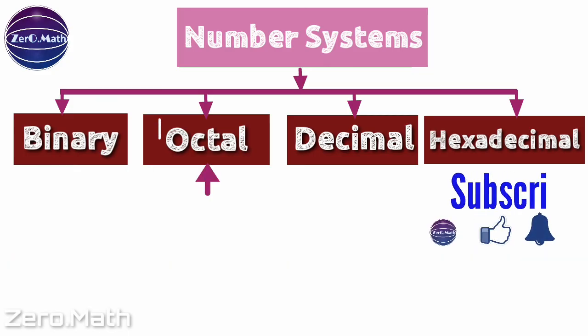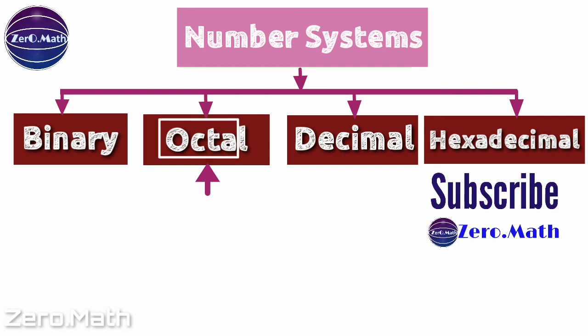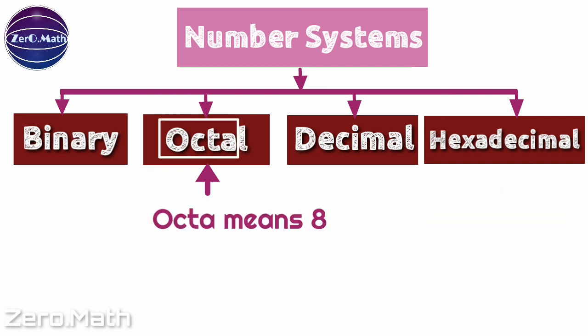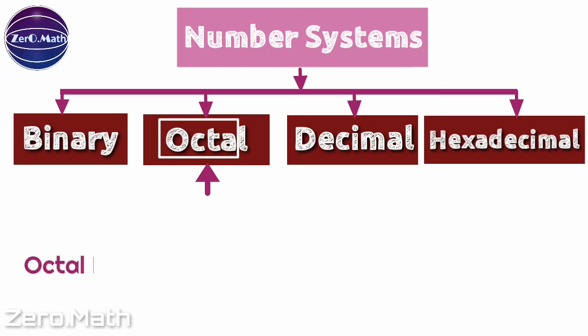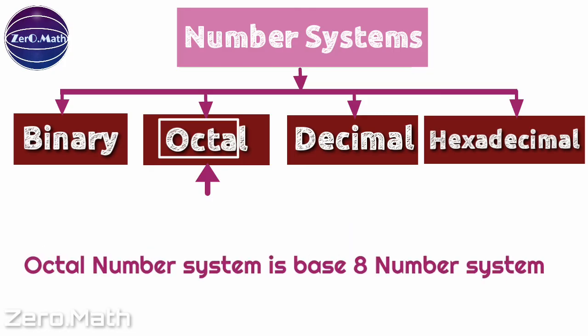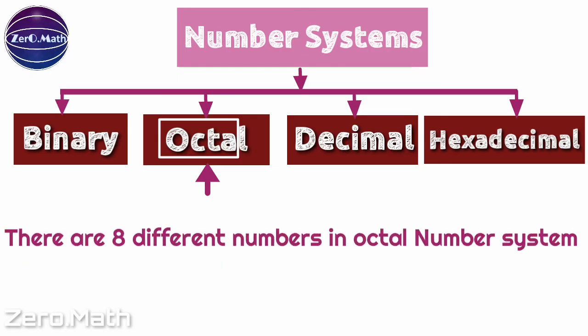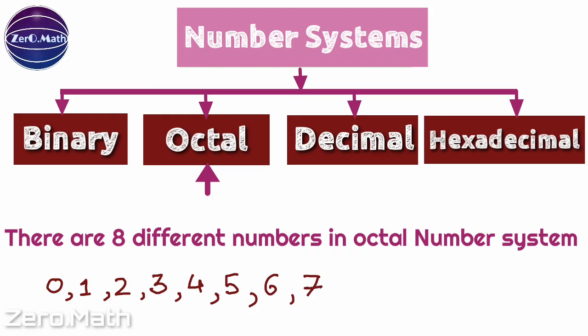Next is the octal number system. Look at the prefix octa. Octa means 8. For example, octagon. An octagon has 8 sides. Hence, the octal number system is a base 8 number system, which means there are 8 different numbers in the octal number system. Those 8 numbers are 0, 1, 2, 3, 4, 5, 6, 7.